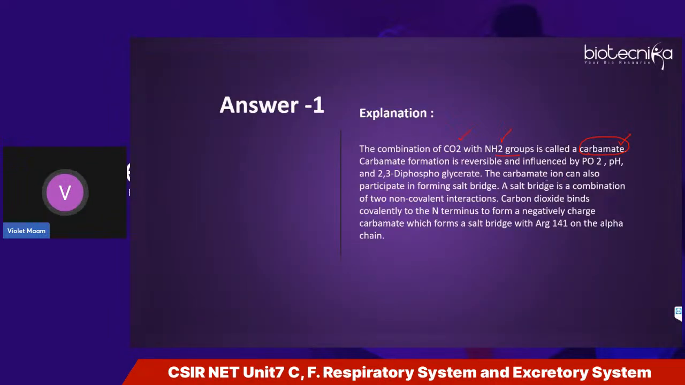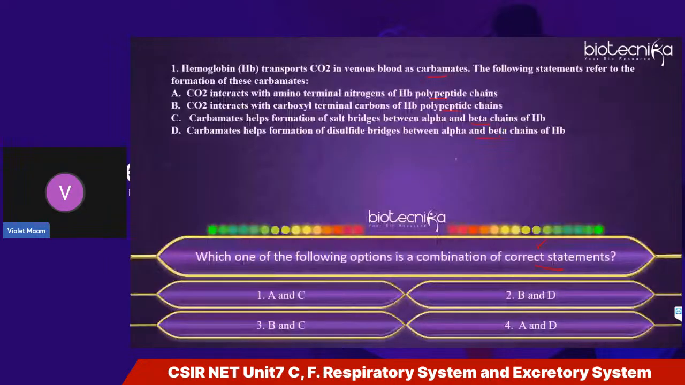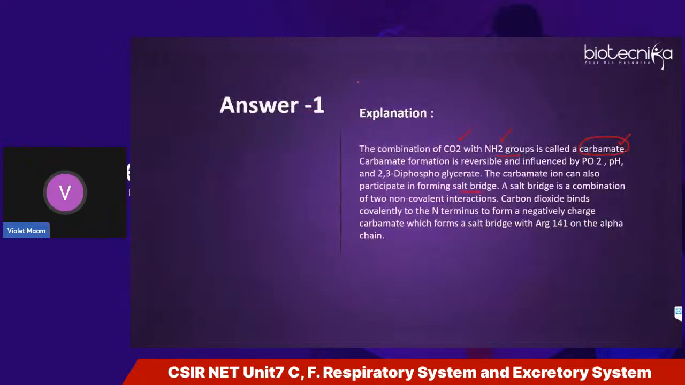The carbamate ion can also participate in forming salt bridge. So if you see the statements over here, A: CO2 interacts with amino terminal, so A is correct. B: it does not interact with carboxyl terminal, so B will be incorrect. C: carbamates help formation of salt bridges between alpha and beta chains of hemoglobin, so C is correct. There is no formation of disulfide bridges as such, but there is formation of salt bridges, right? So, Ashwarya, it's not D. That is why the answer will be option 1, because D is an incorrect statement. Here it forms salt bridges, right? So the right answer is option 1.